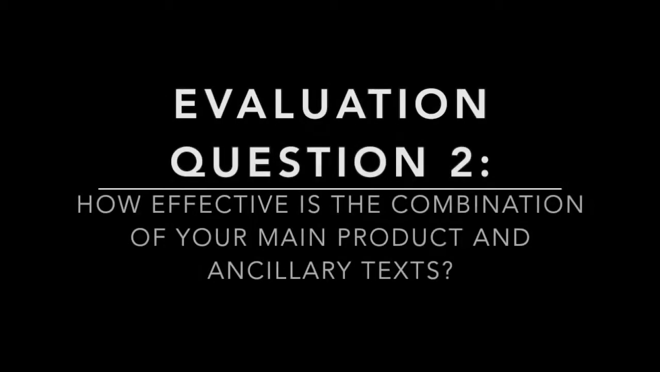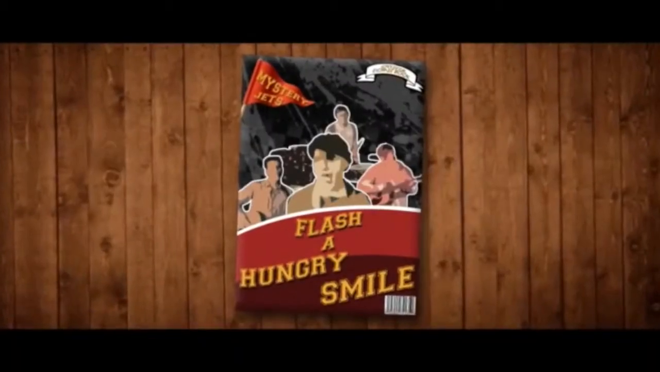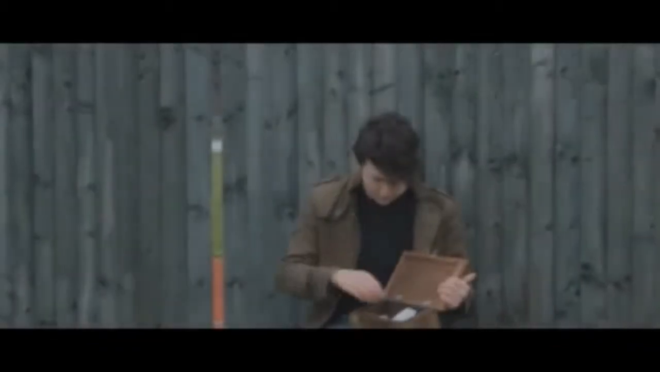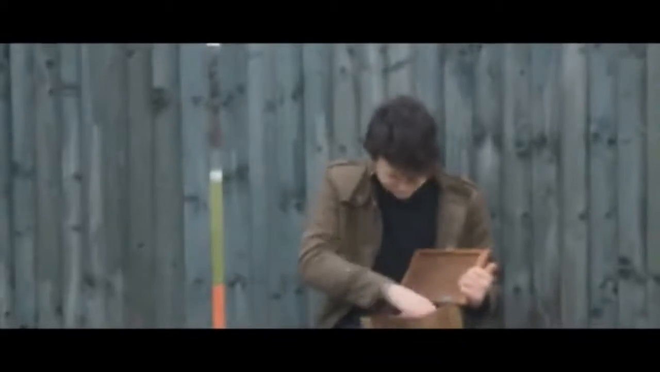This is our evaluation question 2. How effective is the combination of your main product and your ancillary texts? Dyer argued that the star image is manufactured and artificial, and that individual stars have their own unique selling point in order to grab and hold our attention.